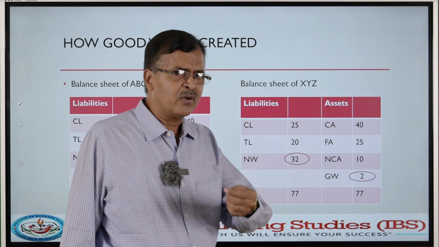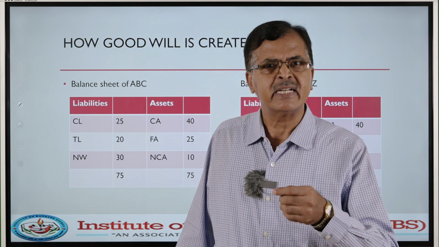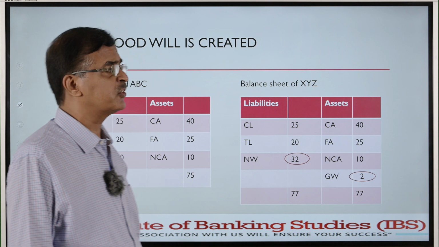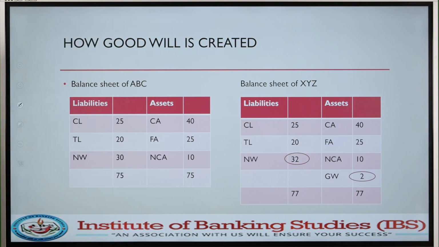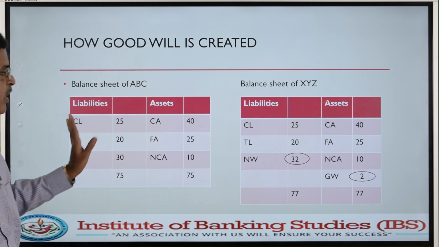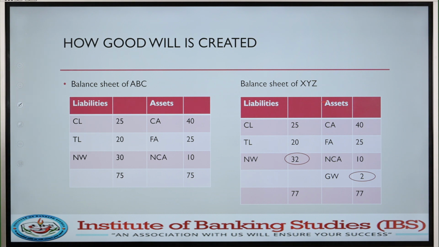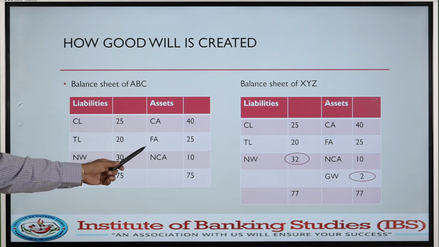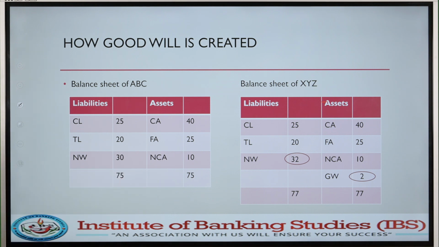Now I will give you one simple example of how you can understand the term goodwill. Just watch this table. Here ABC company is selling their business to XYZ company. So XYZ company is purchasing the business of ABC company. At the time of purchase, XYZ company has perused the balance sheet of ABC. The balance sheet shows this position: current liability 25, term liability 20, net worth 30, total 75. Current asset 40, fixed asset 25, non-current asset 10, total 75.